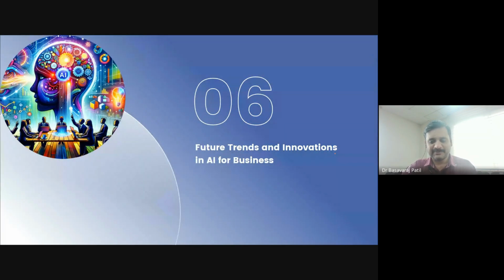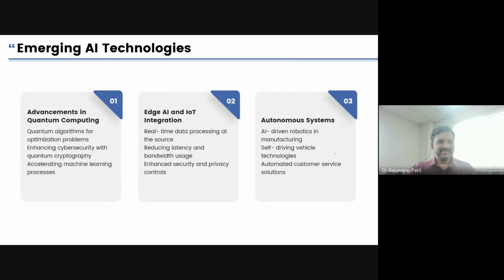I'm moving on to the last part of my session today. What are the trends and innovations in AI? The emerging AI-based technologies are integrating with quantum computing, cryptography, and AI-based, IoT-based applications. Edge AI is newly emerging, along with autonomous systems. As I said about the self-driving car, there are self-driven robots in manufacturing, self-driven customer service, and AI-based services. So these are the trending technologies which are to be evolved in the present era.